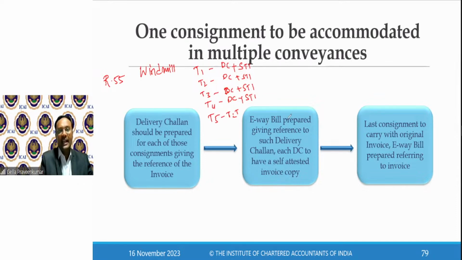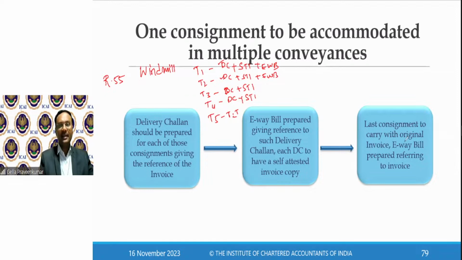Also, they say the e-way bill will be prepared giving reference to such delivery challan, each DC having a self-attested invoice copy. So I'll prepare an e-way bill for truck 1. In the e-way bill, I give reference to this DC. For truck 2, again I'll prepare one more e-way bill and give a reference to this DC. Please remember, students, delivery challans 1, 2, 3, 4 must have consecutive serial numbers. So I assign a delivery challan for each truck, and that delivery challan will be referred to in my e-way bill.